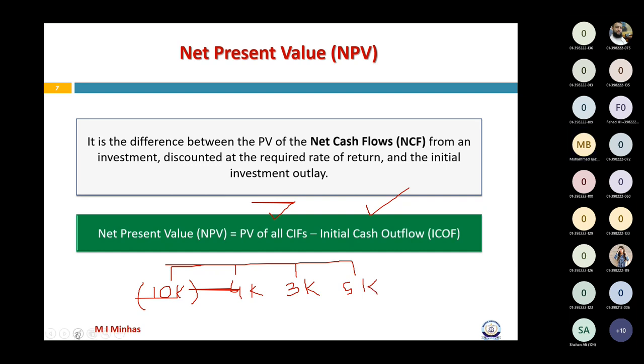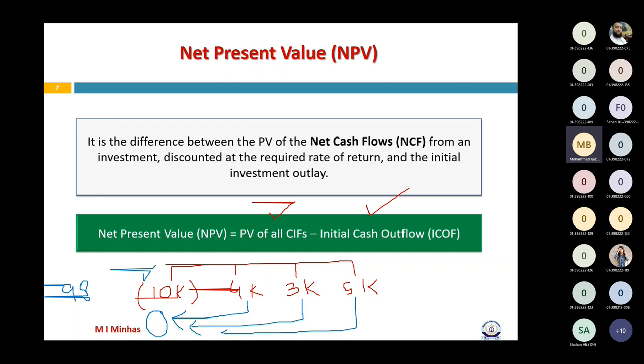Then what did we do? We calculated the present worth of all these values: the present value of 4,000, the present value of 3,000, and the present value of 5,000. Then we added up all these present values and compared it with our initial investment. Based on the assumptions that we made, the present value of all these cash flows was 9,800, isn't it, sir? Yes, that is correct. Right.